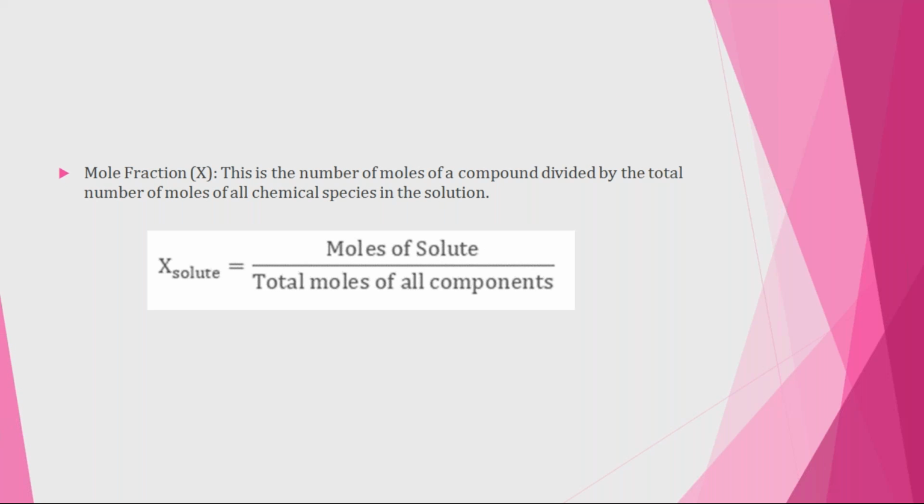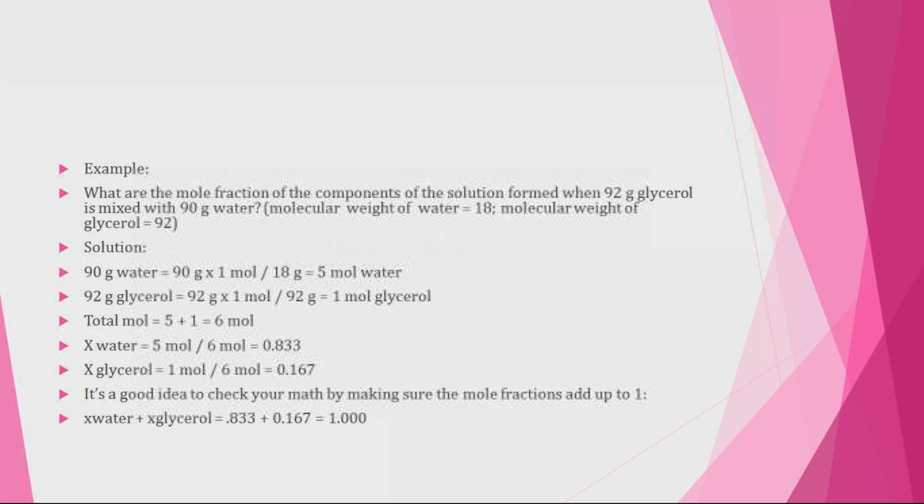So moles of solute, total moles of all components. This can also be written: this is the number of moles of a compound divided by the total number of moles of all chemical species in the solution altogether. So here an example is given.